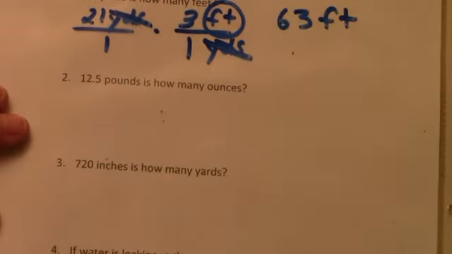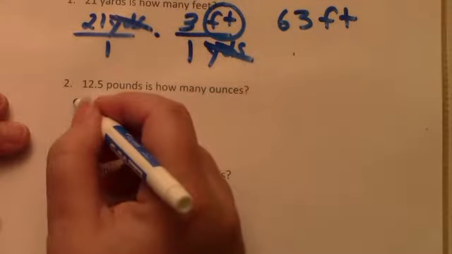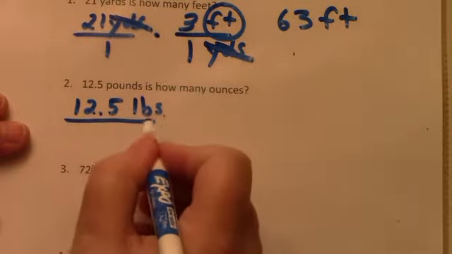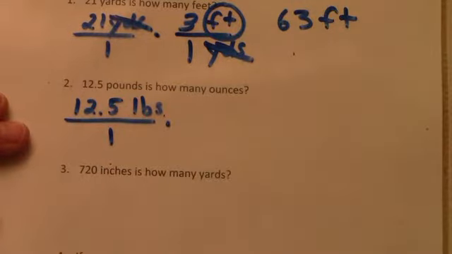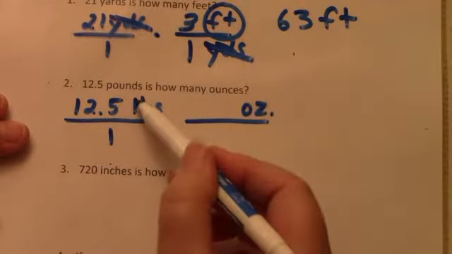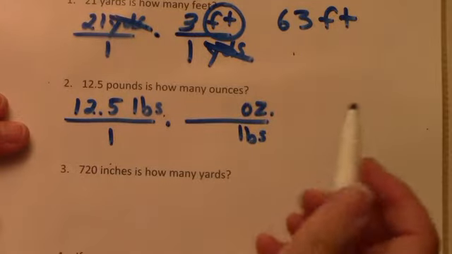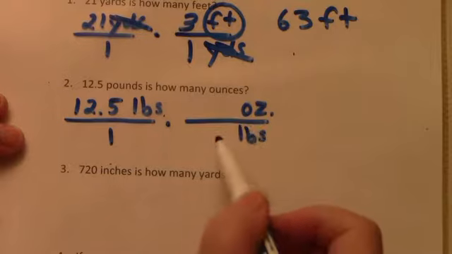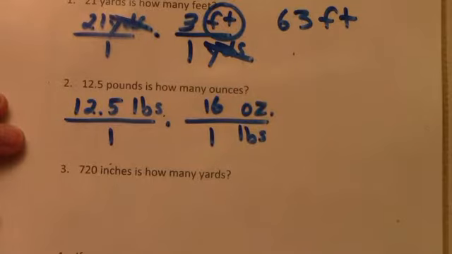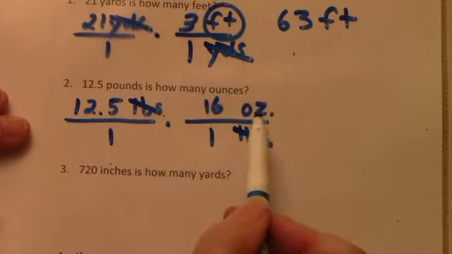Okay. Let's take a look at this one. 12.5 pounds is how many ounces? Start with what I have, 12.5 pounds. How many ounces is that? Ending with ounces. I want to be able to cancel my pounds out. That's why I know my ounces is going on top. Pounds is here. How many ounces are in 1 pound? There are 16 ounces in 1 pound. Cancel my pounds and let's simply multiply.